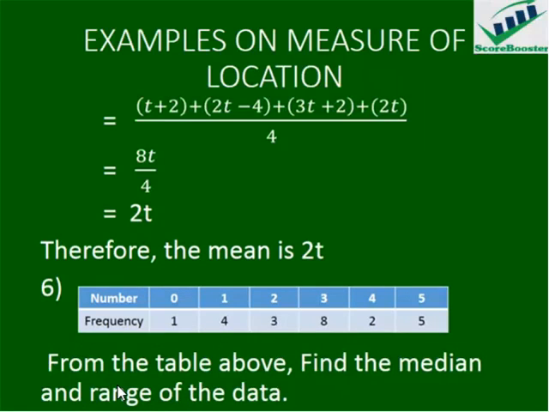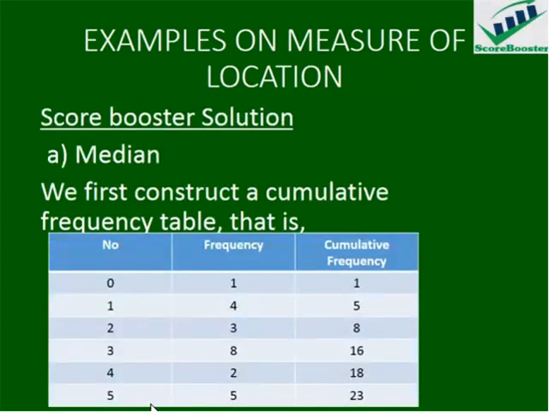So if you finish interpreting the frequency table, the question says we should find the median and range of the data. So we have to find the median of ungrouped data when the number of items is large. The number of items here is large, and that is why we have to put them in the frequency table. We also have to find the range of the data. And what is the formula for range? The highest number minus the lowest number.